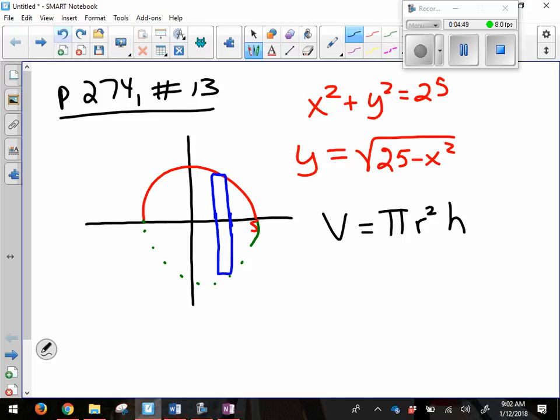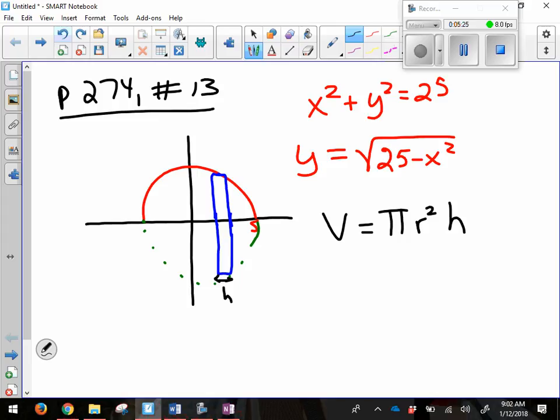So let's relate that back to our picture. On my blue cylinder here, what's going to be h? This is going to be h. You guys are a little freaky there. Okay, let's try this again.